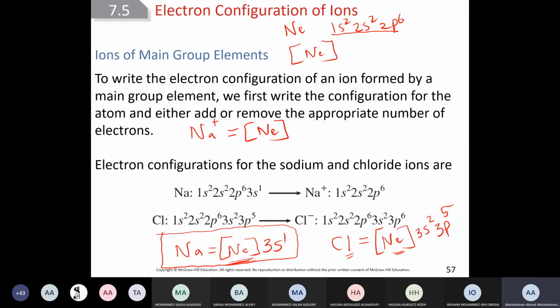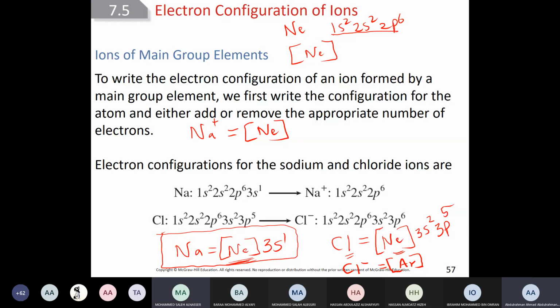Okay, but if I want you to write, Doctor, the structure of Cl minus, what is it? [Ne] 3s2, 3p6. No. Go to the next noble gas in the periodic table. It will be argon, exactly the noble gas argon.